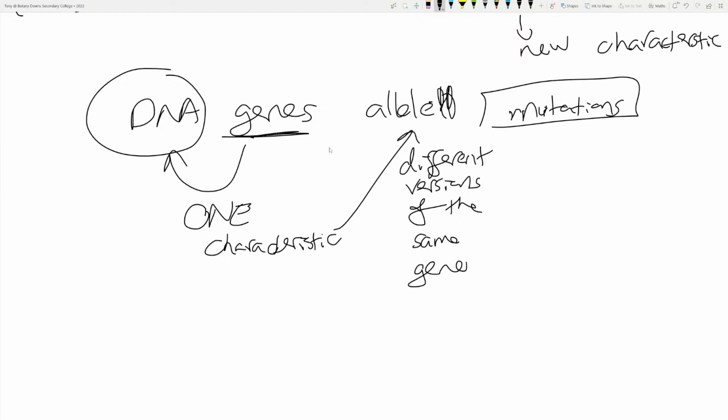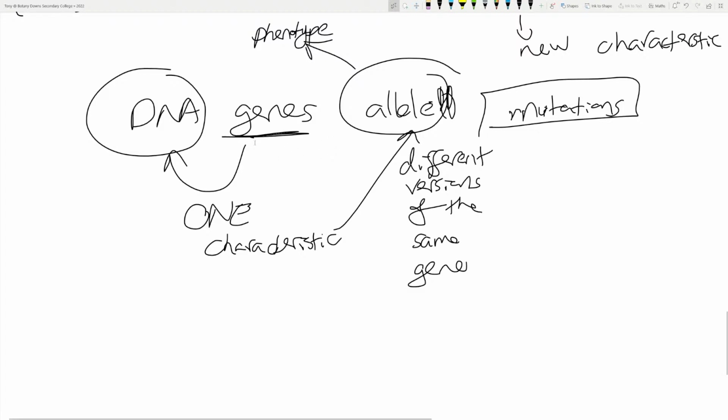And mutation. What's mutation? Mutation is when you have a change in the base sequence, you make a new allele, and that will result in a phenotype. And what's phenotype? Phenotype is the physical characteristics that you see. All right.